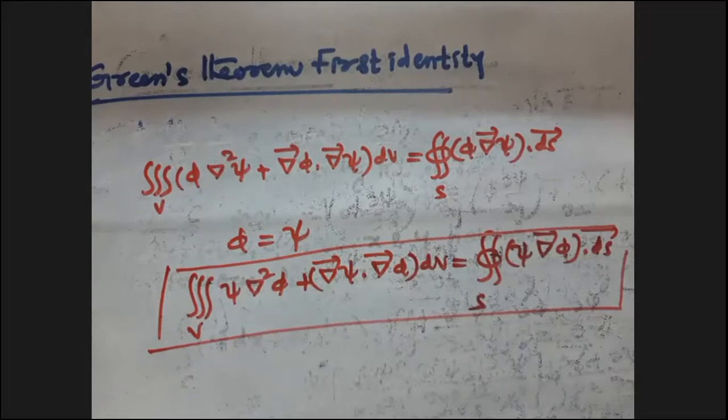So these are the very important theorems. The first, Gauss divergence theorem, the second one, Stokes theorem, and the Green's theorem, Green's theorem in a plane. So from that, we derive Green's first identity and Green's second identity. Right, sir? So out of these three theorems, you will get one question compulsory.